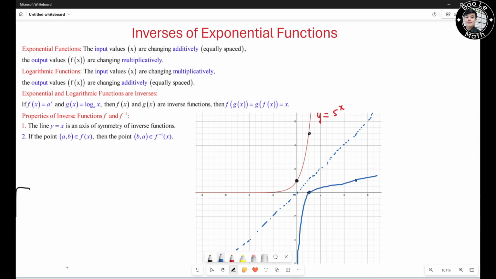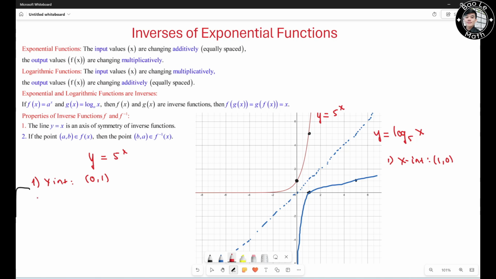So what do you learn from the original and the inverse functions? The first thing I learned: the y-intercept of this function is going to be 0, 1. This one becomes the x-intercept of these logarithmic functions, which means the s-intercept is going to be 1, 0.